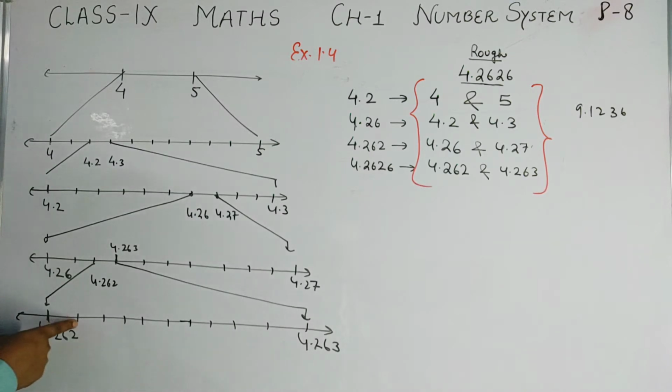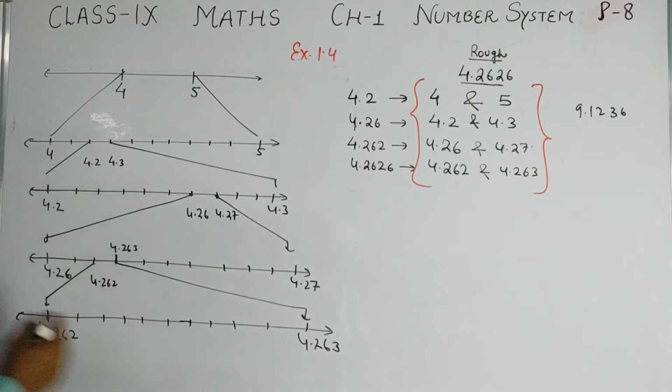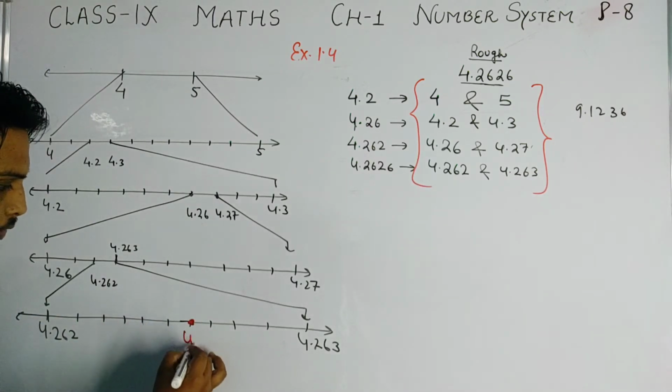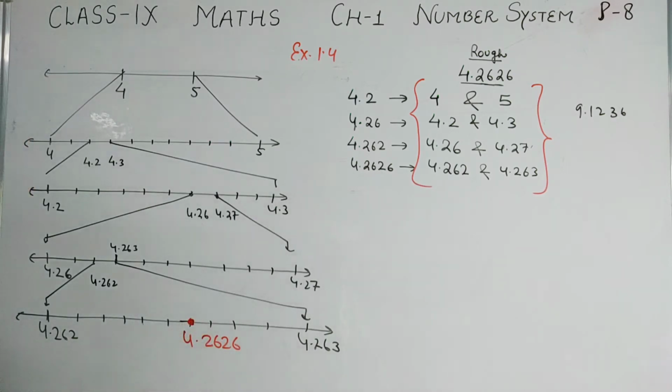So here you can see 4.261, 4.262, 4.263, 4.264, 4.265, 4.2626. Okay, this point. So this point is your 4.2626. This point is there. Okay, so this is how we can represent 4.26 bar up to 4 places of decimal. Okay, so students, pause the video and note it down.